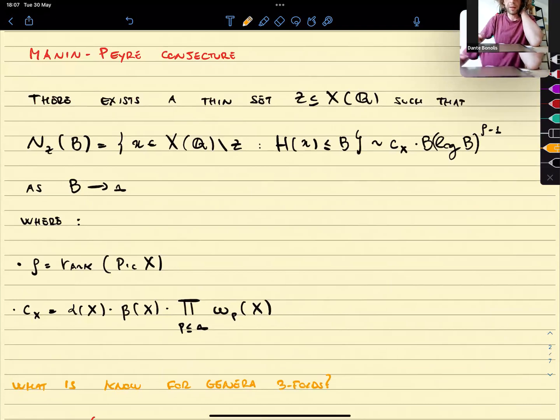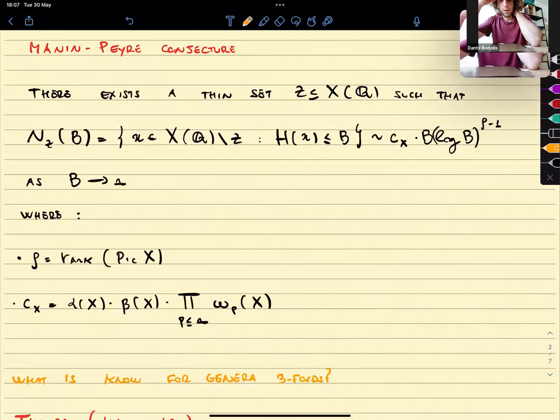Here we have the Manin-Peyre conjecture. We have our Fano threefold X. It's actually true for any Fano variety, and there exists a thin set Z in X such that if you count all the rational points in X away from Z of height at most B, this should grow asymptotically as a constant which depends on the variety X, times B, times a power of the log, which is governed by the Picard group of X. Manin basically just predicted the order of magnitude B (log B) to the power rho minus 1.